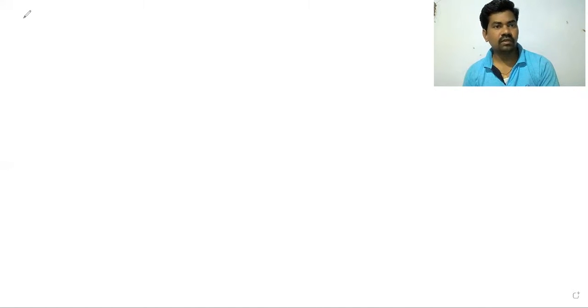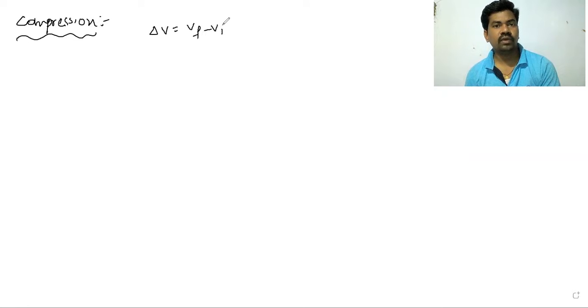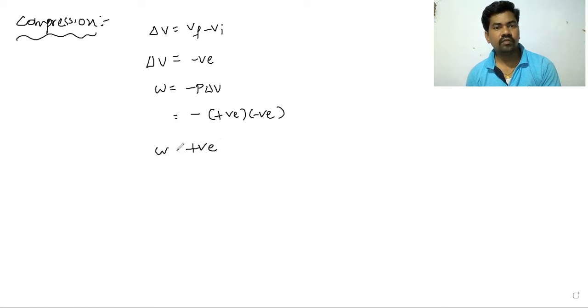Then compression. In the case of compression, delta V is equal to Vf minus Vi, which is negative. So W is equal to minus P into delta V, which is minus of positive into negative. Negative into negative will be positive. So W is positive.